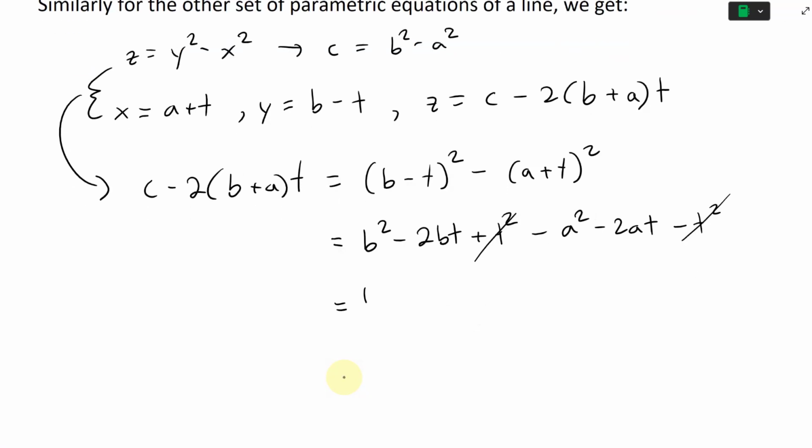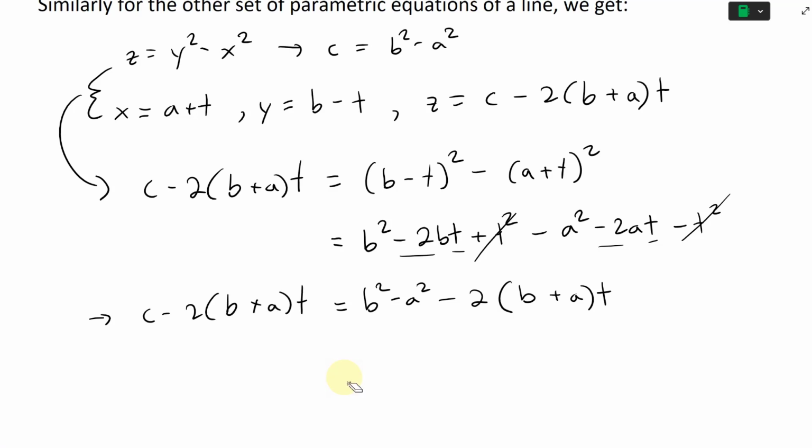This equals b squared minus a squared, and then that's b squared minus a squared. And then take out the like terms. The like terms are going to be the negative 2 and t, and negative 2 and t. So we'll take out the negative 2. This becomes positive b plus a, and there's a t that we took out. And this is going to be c minus 2b plus a t.